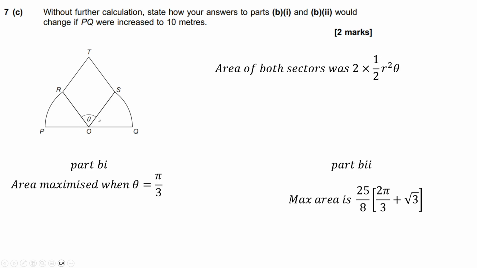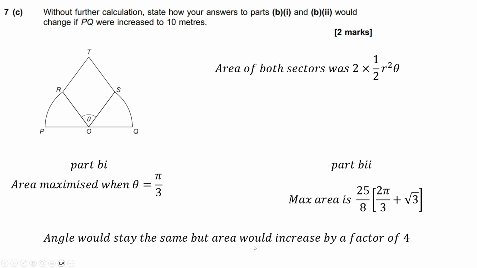But this angle here, pi over 3, would stay the same, right? Because if we increase the length, say if we had like this length and we increased it like this, well that's not going to change what this angle here is, even if we increase this length, which this one would increase because it's the radii of the circle. If we just drag it along, it's not going to change this angle, so the angle is going to remain the same, but the area would increase by a factor of 4.